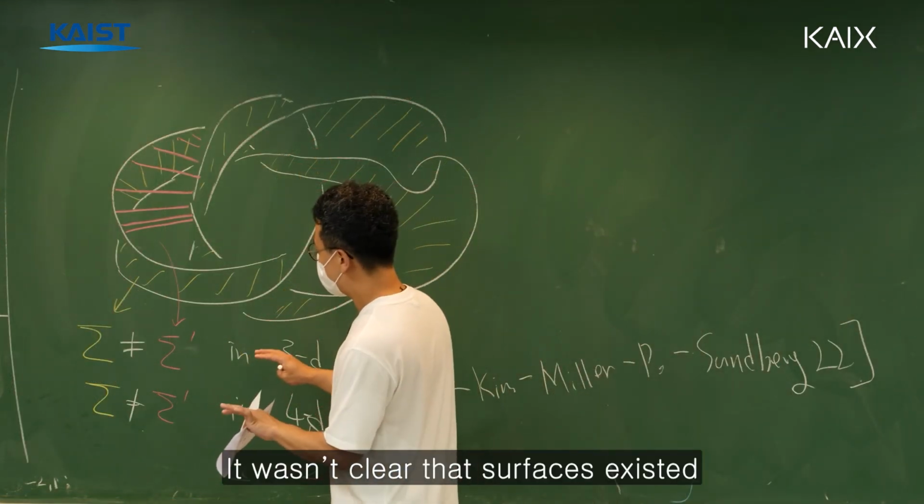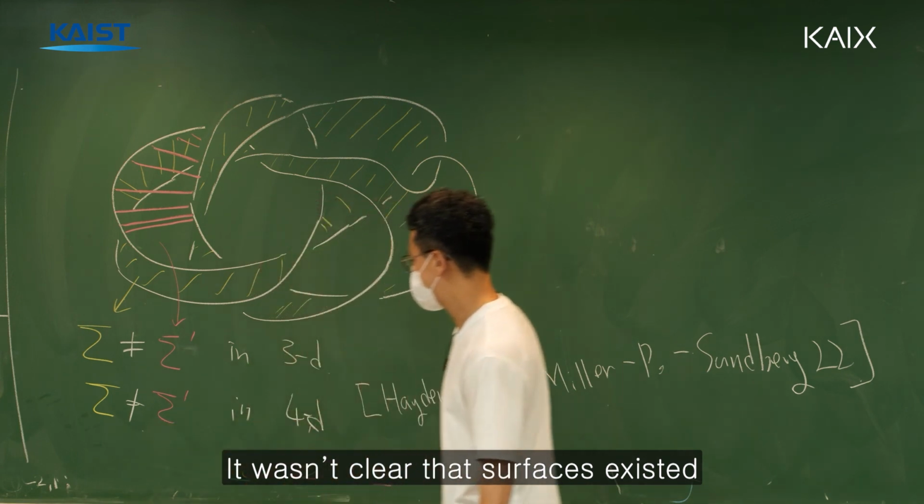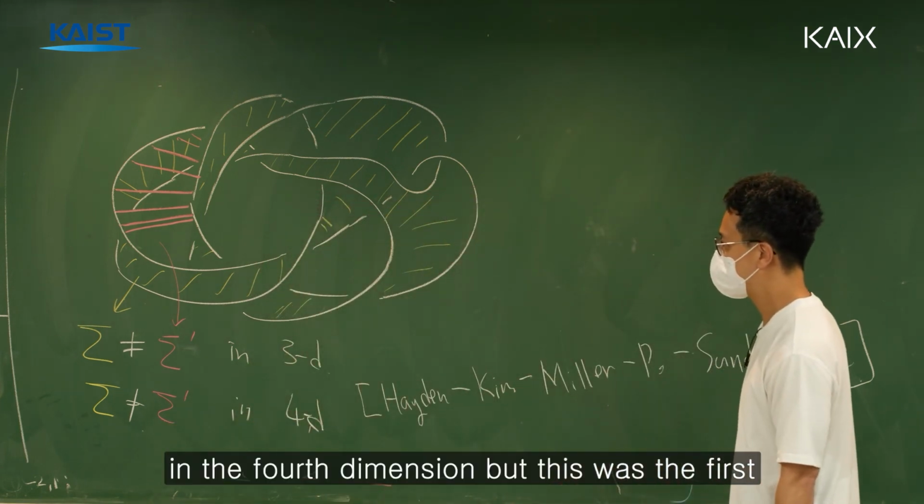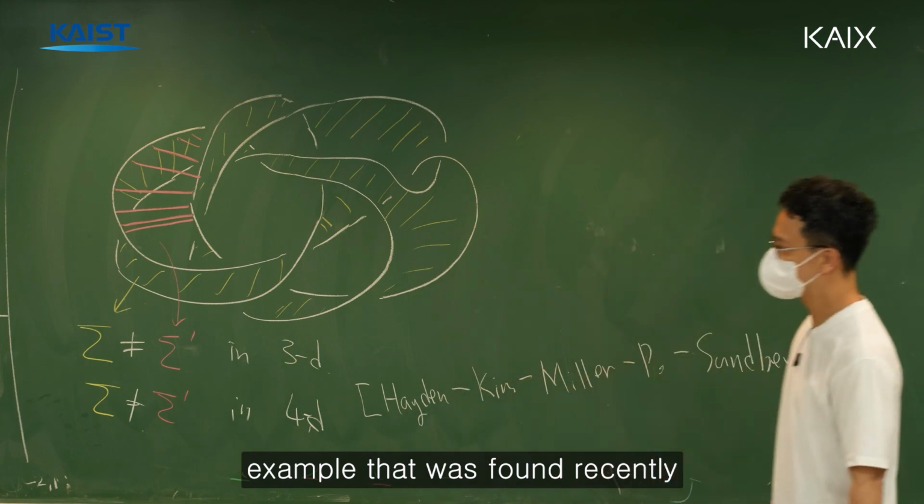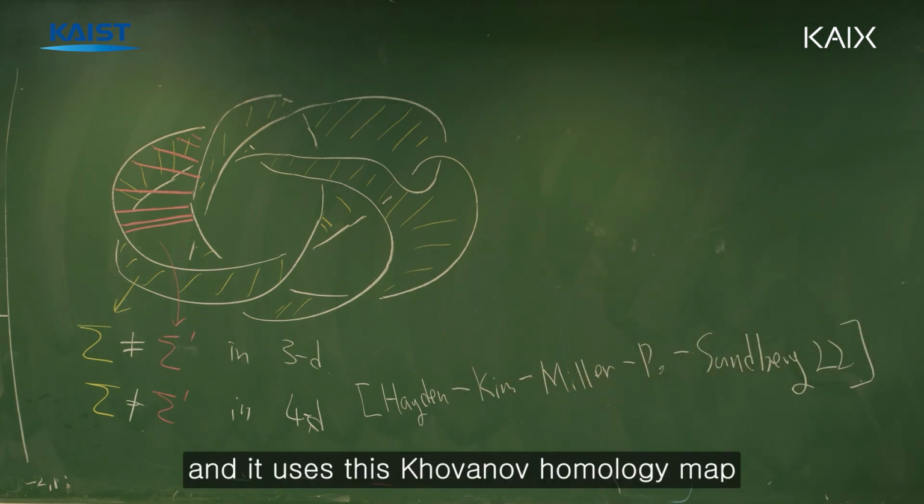It wasn't clear that such surfaces existed in the fourth dimension, but this was the first example that was found recently, and it uses this Khovanov homology map.